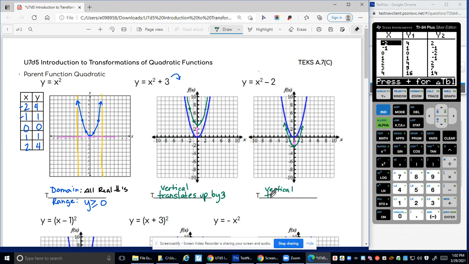Translate just means to slide. It vertically translates down by 2. All right, that's vertical translation.